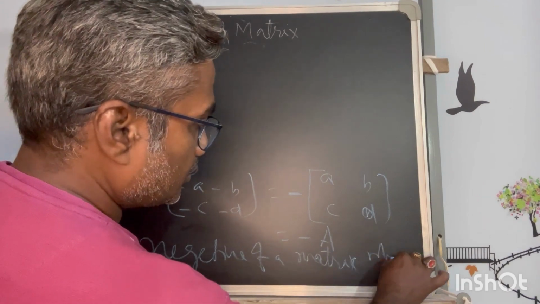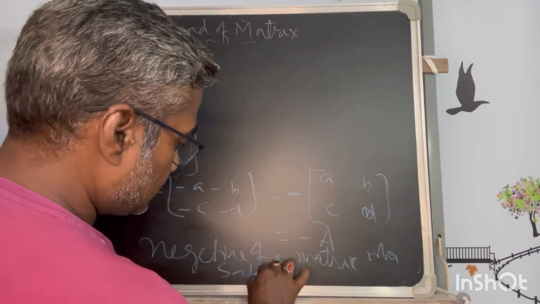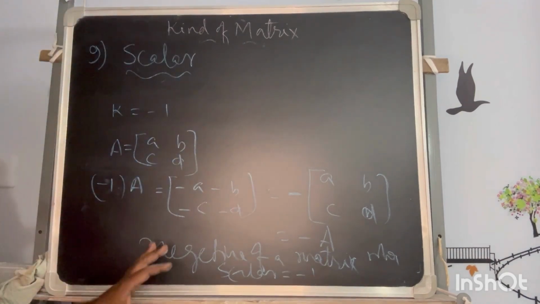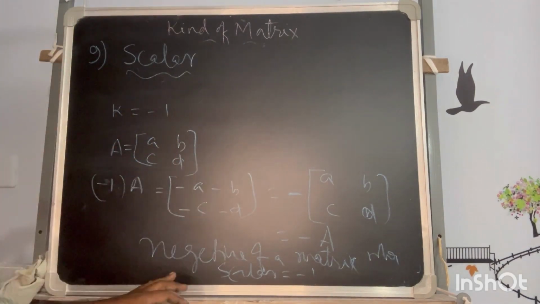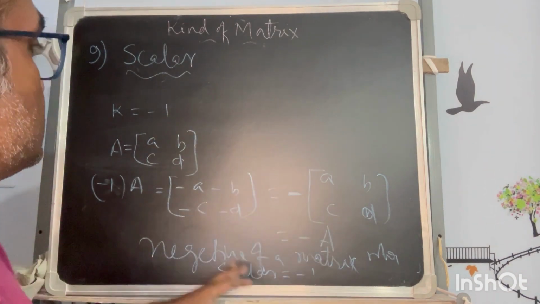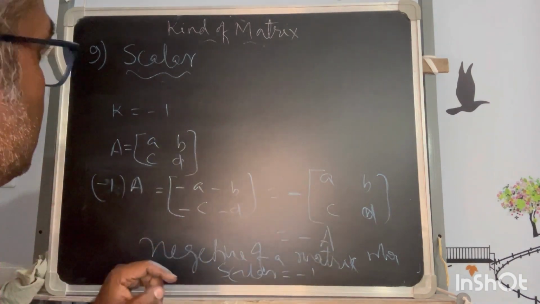We will call it the negative of a matrix when the scalar is equal to -1. This is a specific case, that's why I am writing it here. It may or may not be useful in your numericals, so I am just giving it as an example.